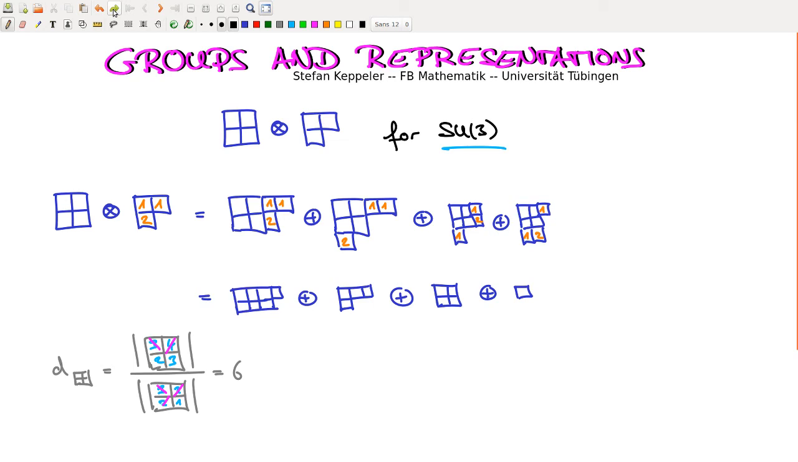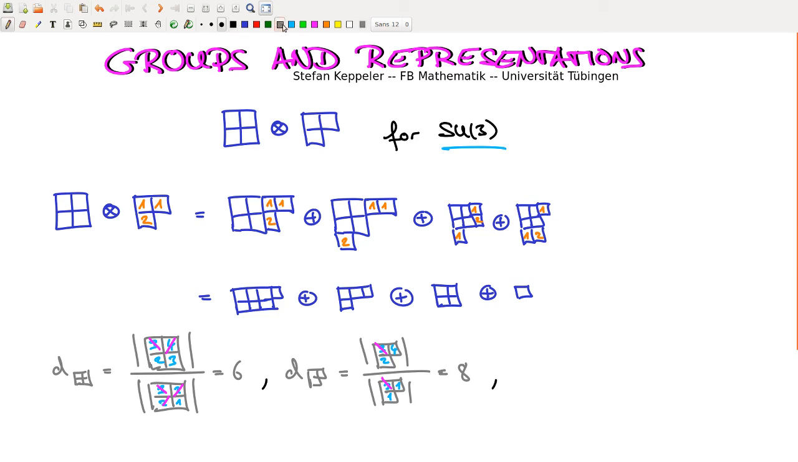Now what comes next? Maybe like this. What's the dimension of this one? Let's just do it in the same way. Hook length in the denominator, 3, 1, 1. And here we start with a 3, and there comes a 4 and a 2. And we can cancel the 3. And what's left? 4 times 2, 8. That's the dimension of this representation corresponding to this diagram.